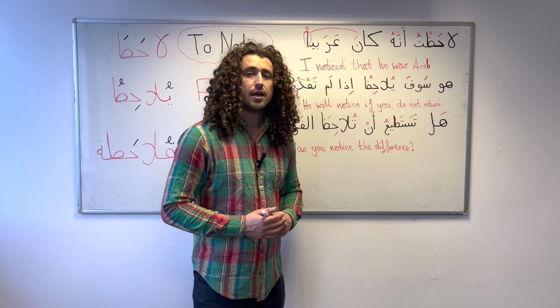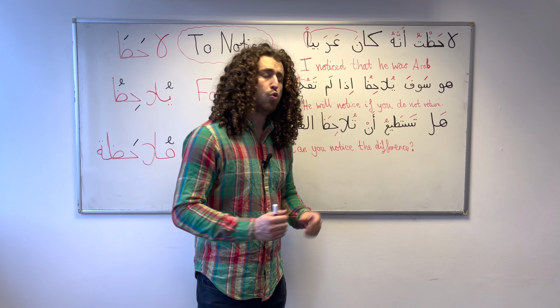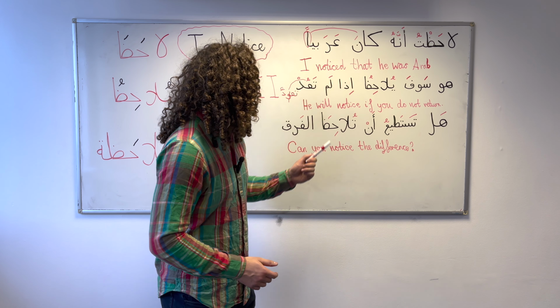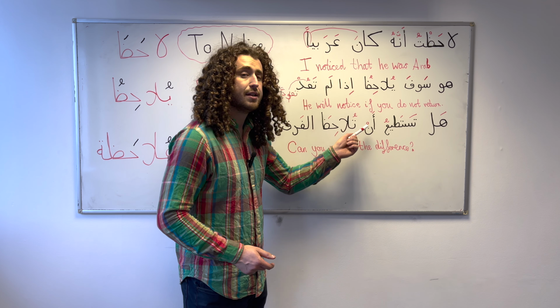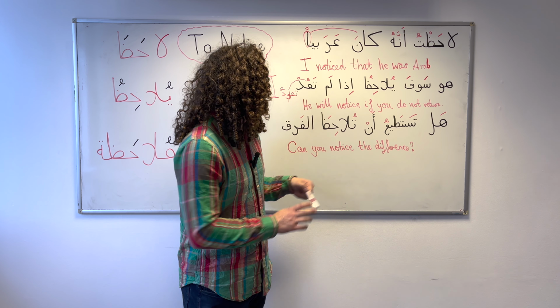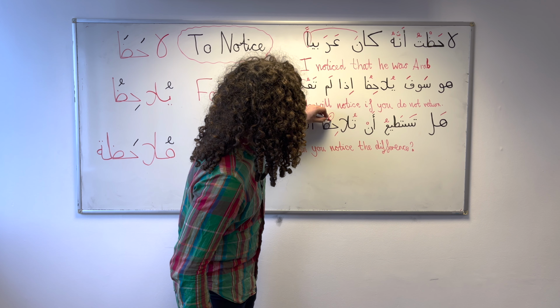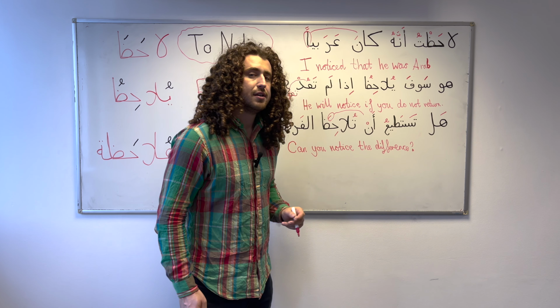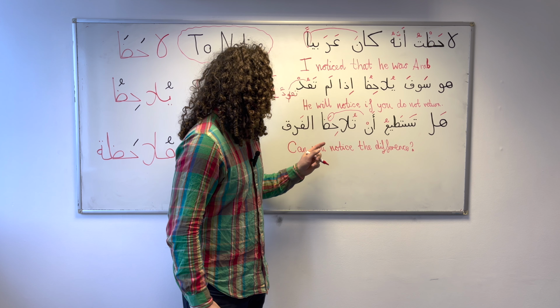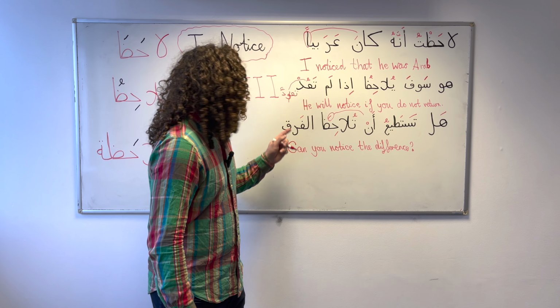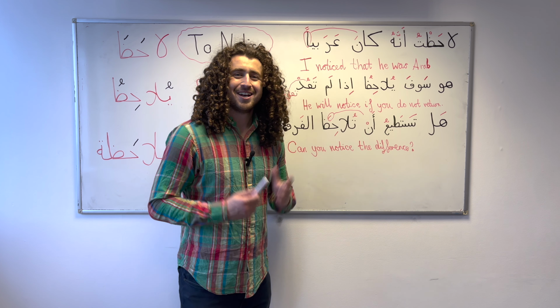Form 10 verb. استطاع يستطيع. And then afterwards we have an, like are you able? We need an afterwards. Now then after an, the verb is in the subjunctive as indicated by the fatha. So that's why it's أن تلاحظ. Can you notice the difference? الفرق is the difference.